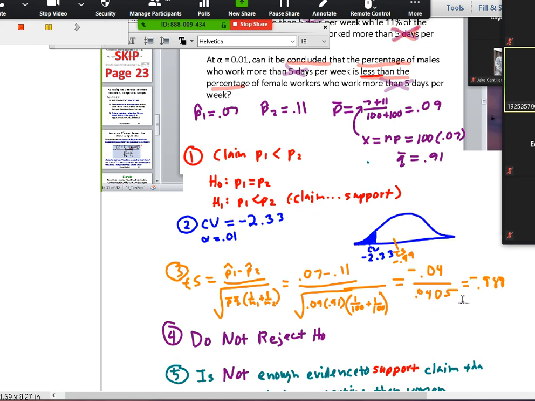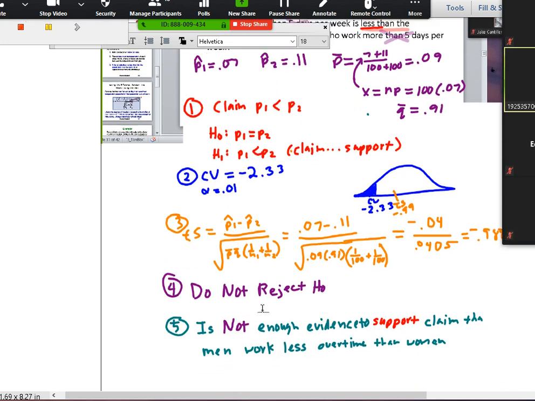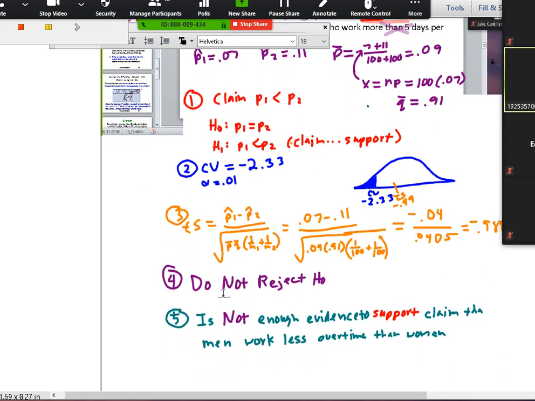0.0405. Do the top part, 0.07 minus 0.11, negative 0.04. Divide those, you get negative 0.989. So then you pop that in here, or is it 988, I guess it is. And this is clearly in the do not reject region. It's in the white region, the clear region. So this is do not reject H0. Everybody on board with this being the do not reject? So because I did not reject H0, then I do not have enough evidence. Those two things go together.